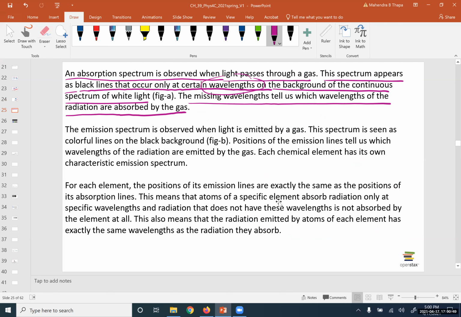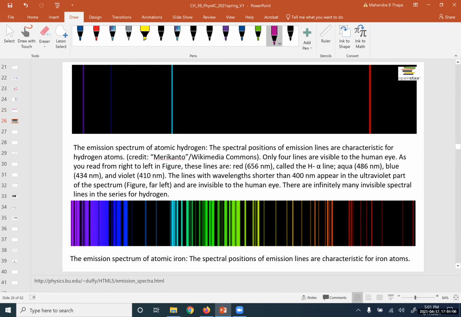In the second part, the emission spectrum is observed when light is emitted by the gas. So the gas will not emit all lights. This spectrum is seen as colorful lines on the background. So this is all about emission spectrum and absorption spectrum. For example, for hydrogen, we can see four distinct lines in the emission spectrum, because this lies in the visible region. So you'll see here only 4 lines are visible to humans.